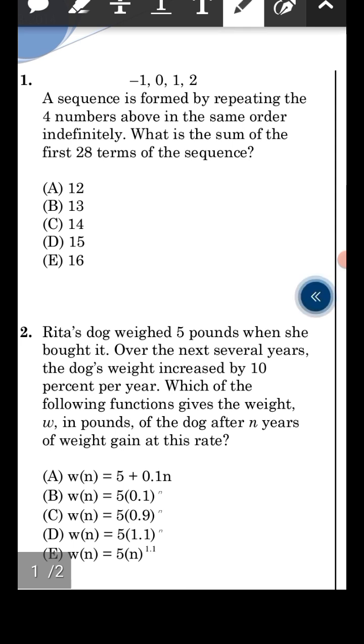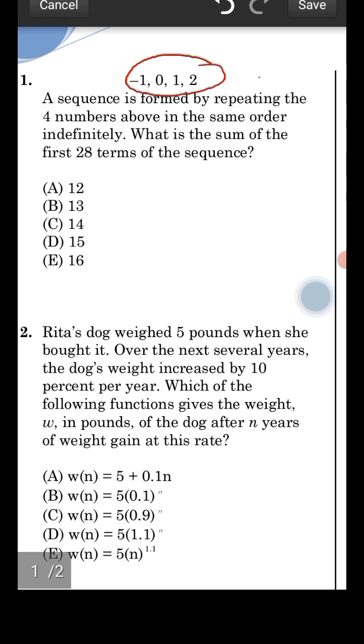So now looking at what we have here, we have 0, -1, 0, 1, and 2. That is 4. And then we have to find the sum of the first 28 terms. So that means we're going to say 28 divided by 4. So these numbers will be repeated 7 times.